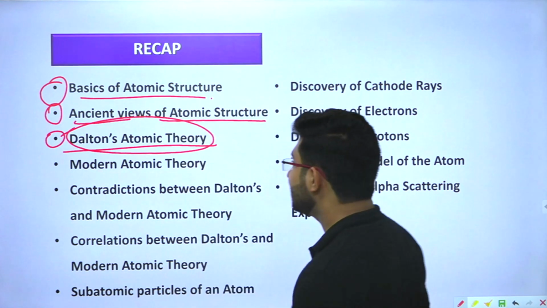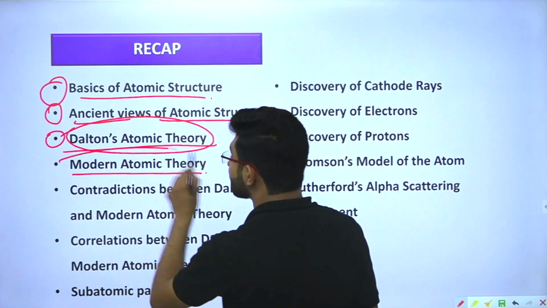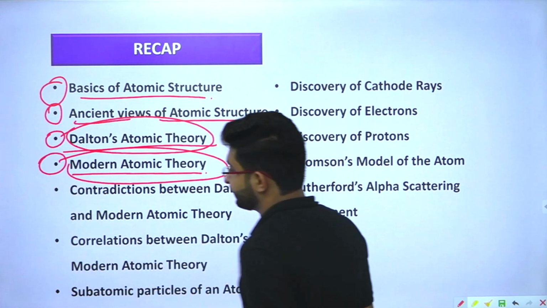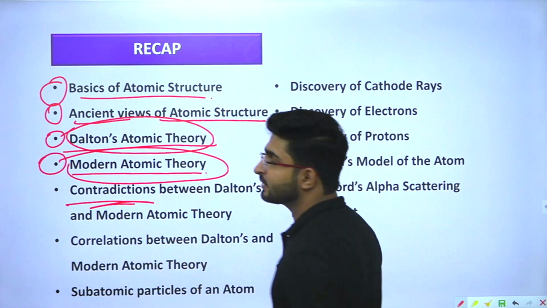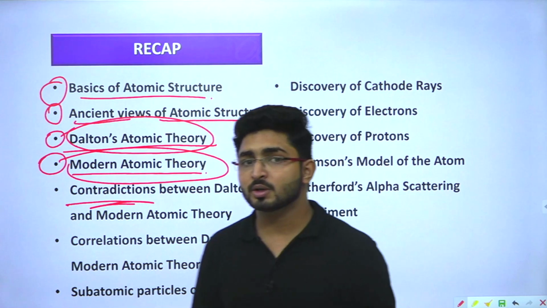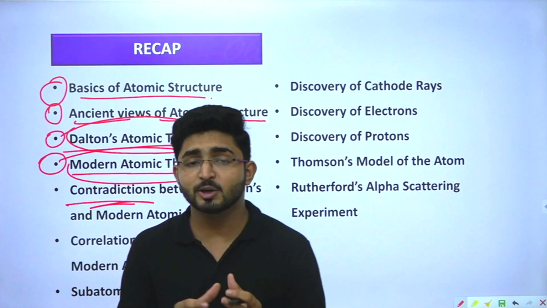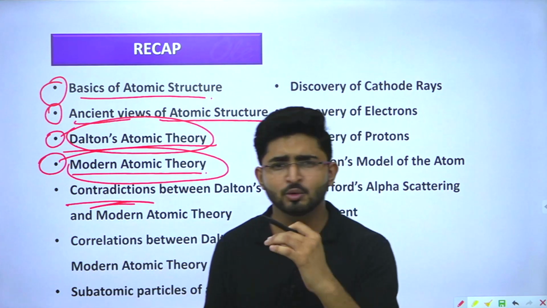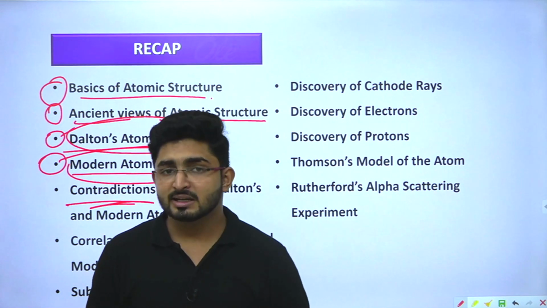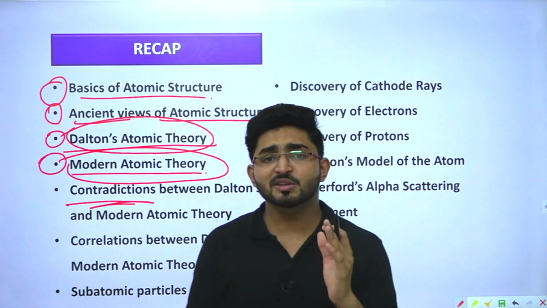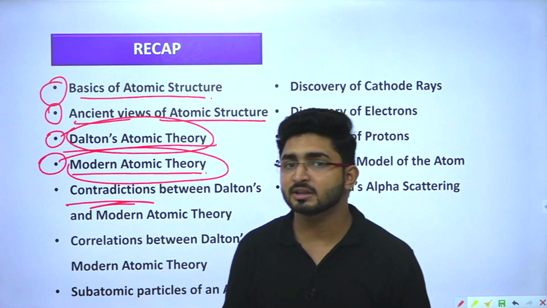But after that, we have studied modern atomic theory, which contradicted atomic theory of Dalton. Okay. In the contradictions, we have studied that according to modern atomic theory, atom can be divisible into subatomic particles, that is electron, proton, and neutron. But Dalton stated that atom is indivisible. So this was the first contradiction that we have studied in the modern atomic theory.